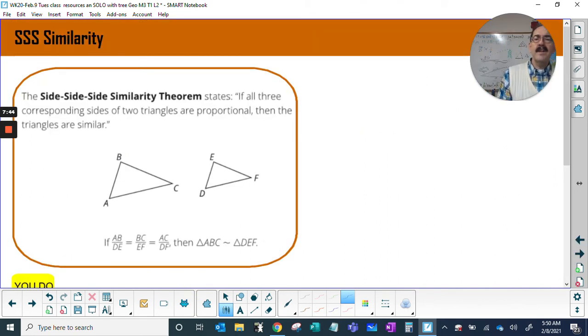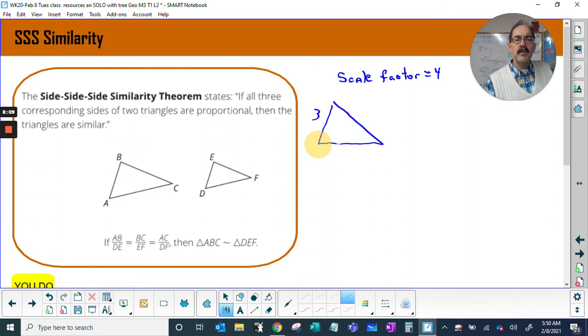The next most popular one and the easiest of all of them, in my opinion, is side, side, side. So give us a number. Somebody said 4. So let's do a multiple of 4. We're going to do a scale factor of 4. Scale factor equals 4. So let's just go.